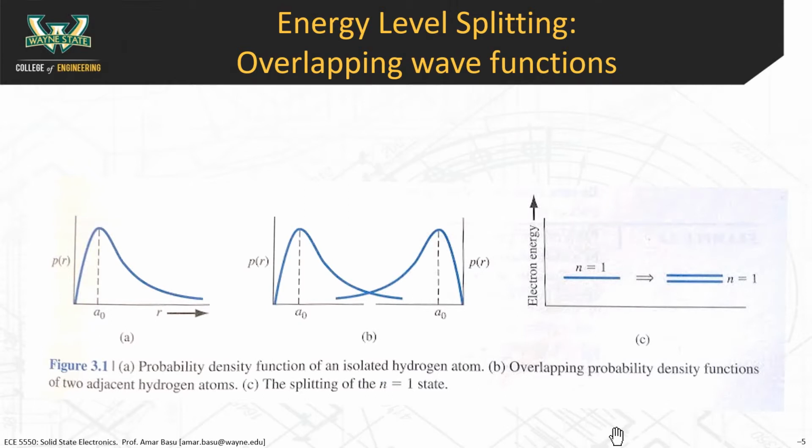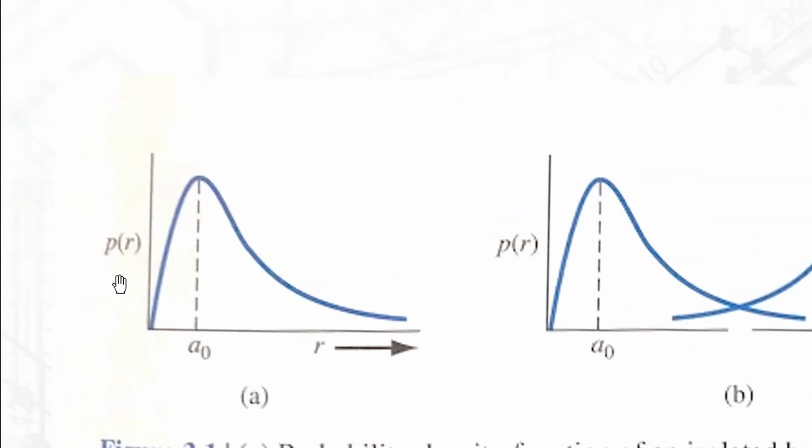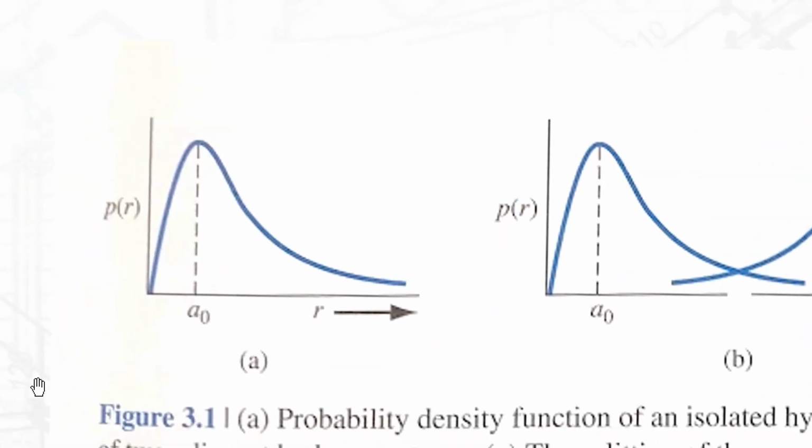So let's talk a little bit about, we're not going to do solutions to the Schrodinger equation on this, but I want you to get a general qualitative idea of what's happening here. This was the probability density function of a single hydrogen atom. Qualitatively, the electrons had a certain probability of being at a distance. There's a high probability that they were at a distance approximately equal to the Bohr radius.